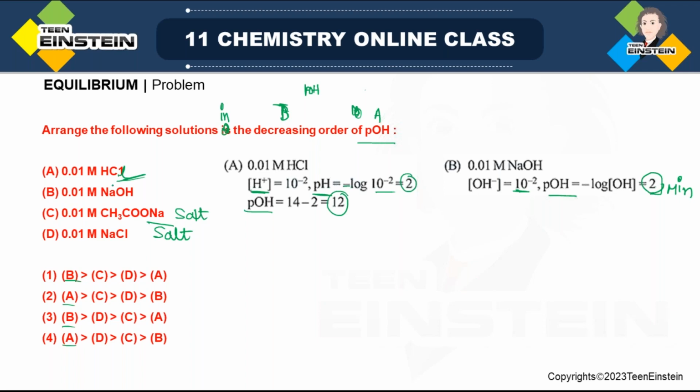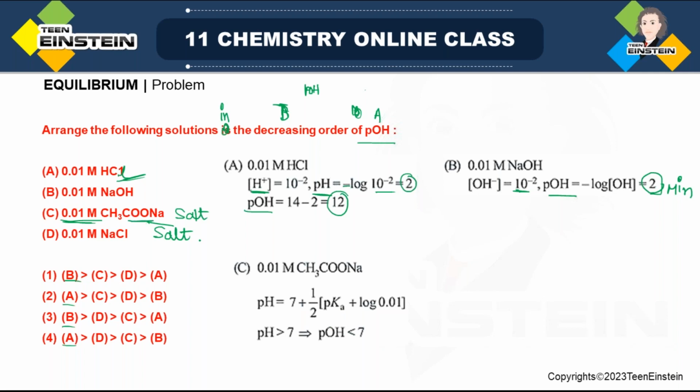Then what about C? So when it is C, 0.01 molar CH3COONa. Now as it is a salt, we have to consider hydrolysis because it is a dilute solution. So hydrolysis we have to consider. Now look at the salt. What type is it? It is basically a combination of acetic acid, which is a weak acid, and NaOH, which is a strong base. So when we have a weak acid strong base type of salt, then what formula do we use? We use the formula for pH, which is 7 plus half pKa plus half log C.